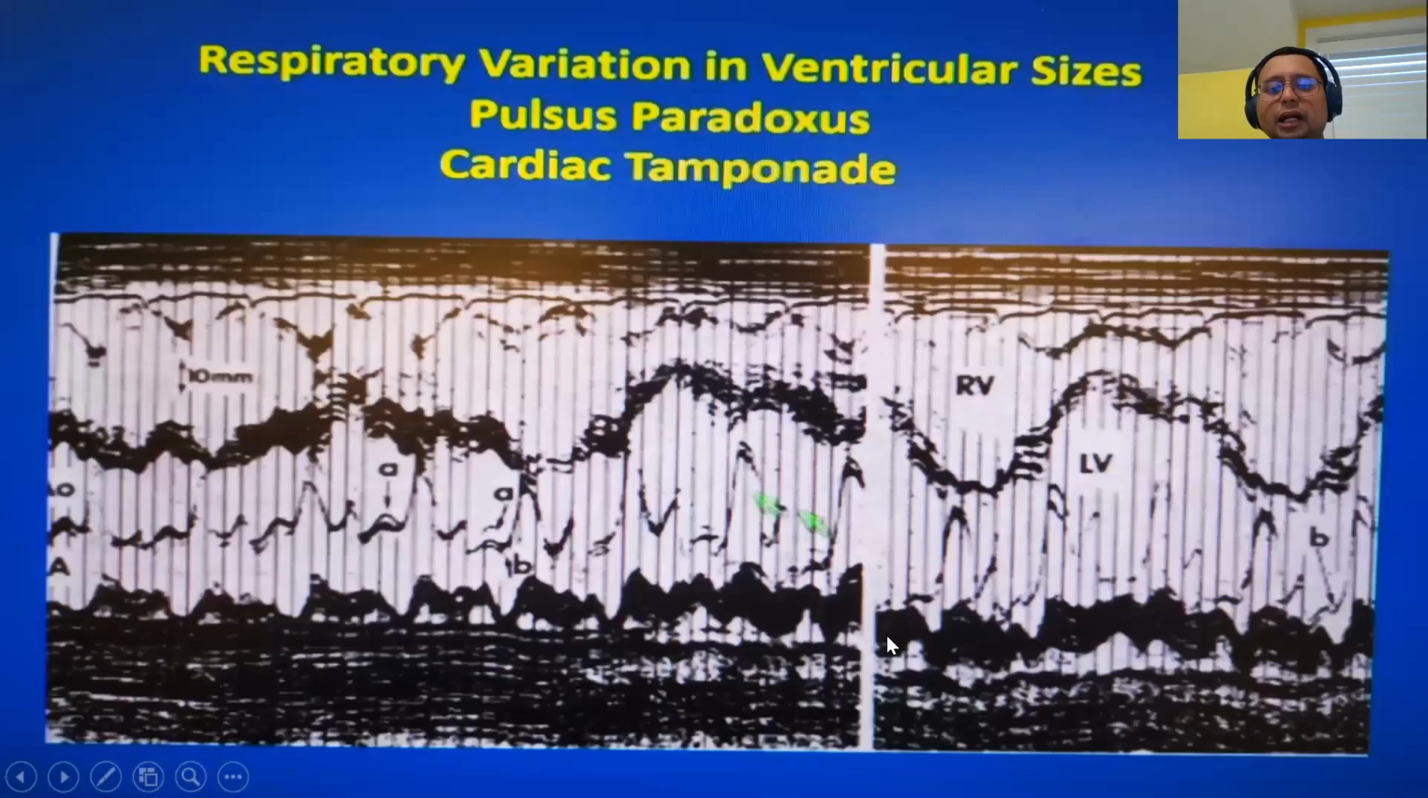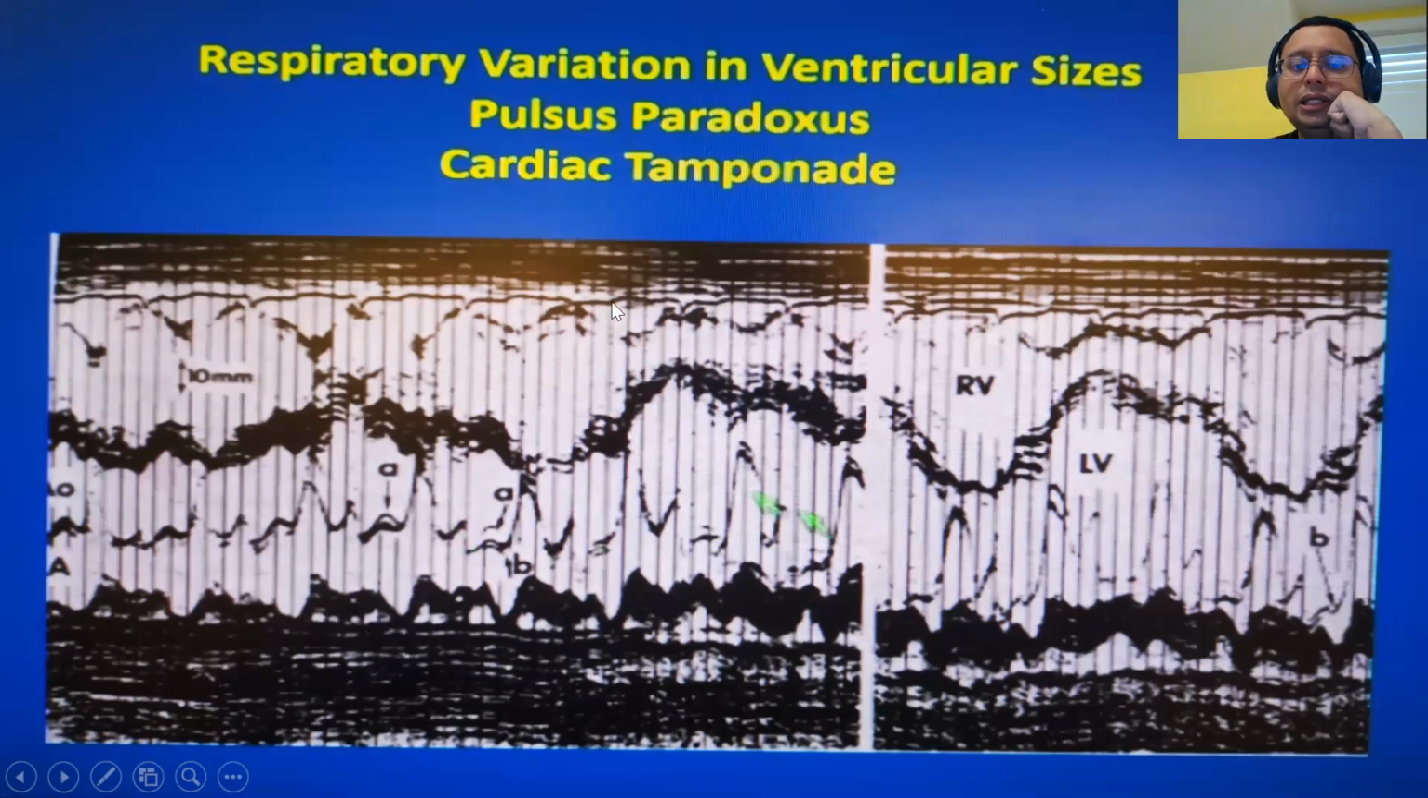Flying W sign of pulmonary hypertension. Okay, now I just wanted to show you another example of M-mode. This is an M-mode across the interventricular septum. Now our question is, what is happening here? What is happening in this patient?